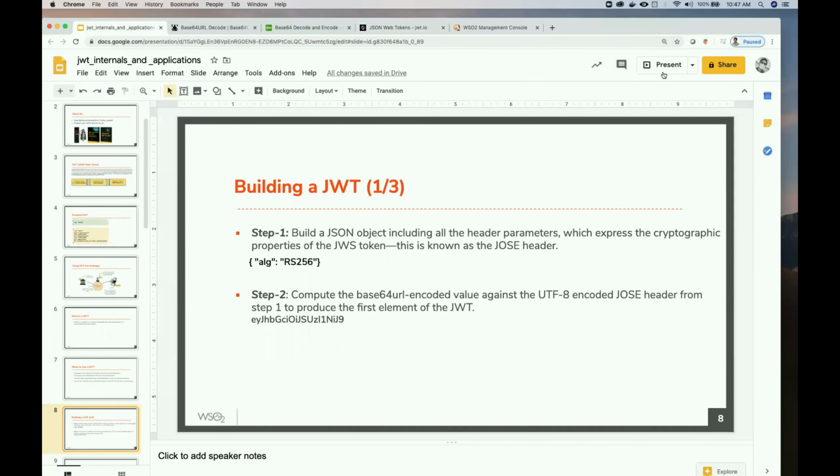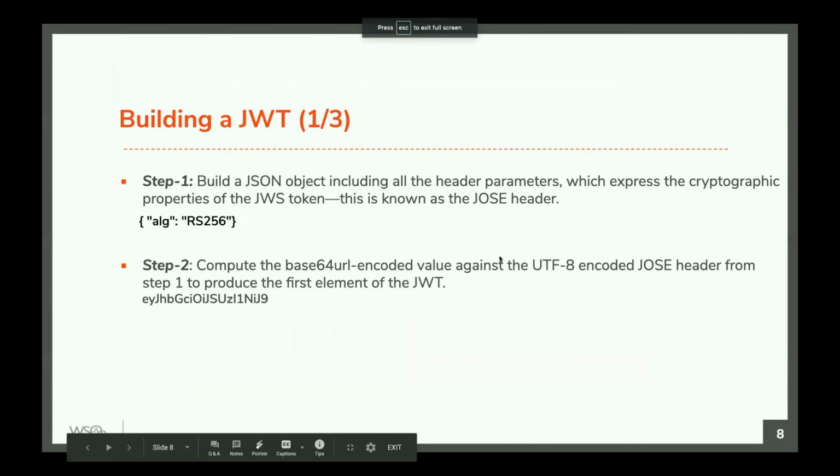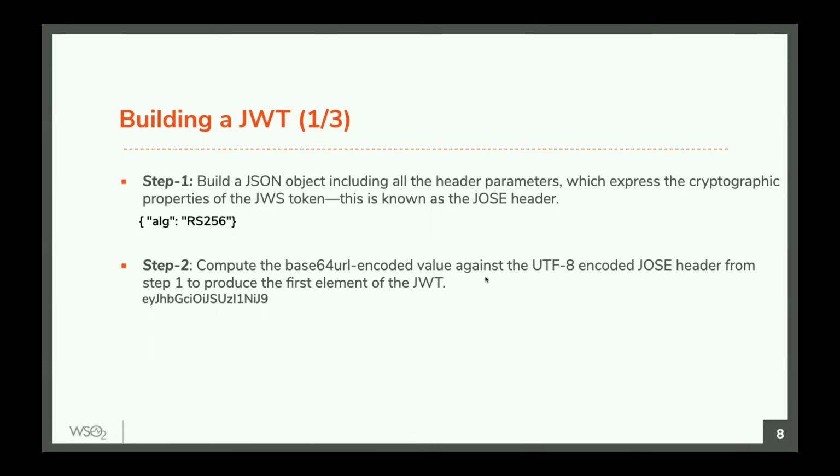Okay. Now let's talk about how to build a JWT, right? We know that there are three parts in a JWT: the header, then the payload or the JWT claim set, and then the signature.